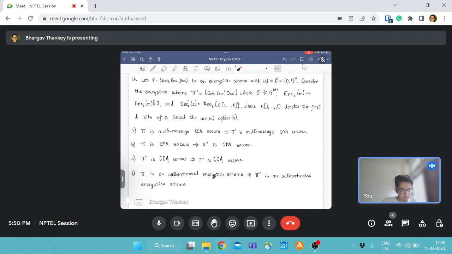Then select the correct options. So is the question clear? Or are these two clear?